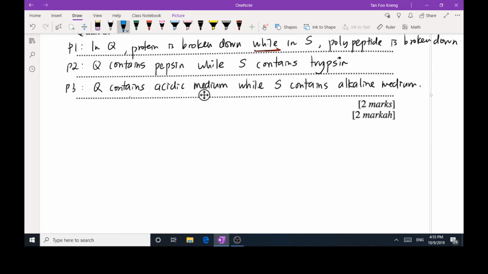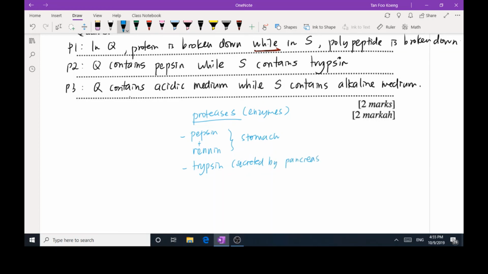So perhaps we can do some sort of summary here. Basically there are three types of protease. Protease are the enzymes that break down protein. One is known as pepsin and renin, and these two are secreted at the stomach. The second group is trypsin. Trypsin is secreted by the pancreas into the duodenum. The last one is erepsin. Erepsin is secreted by the ileum.